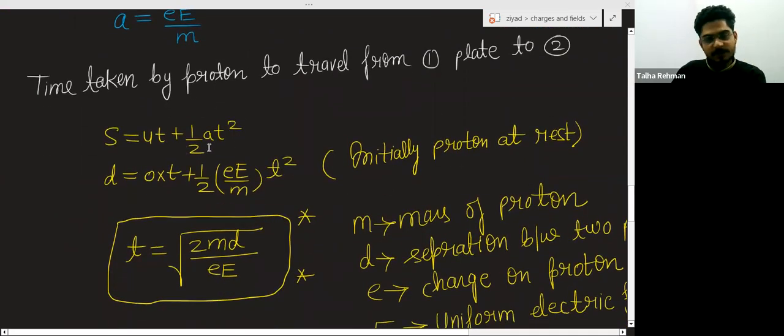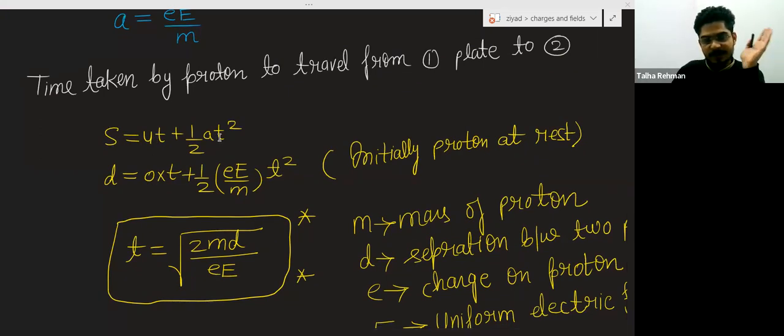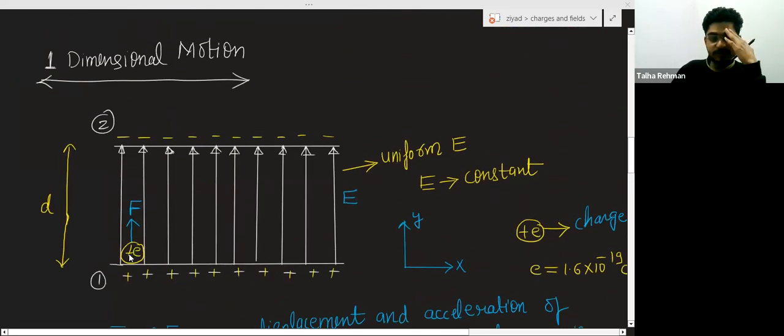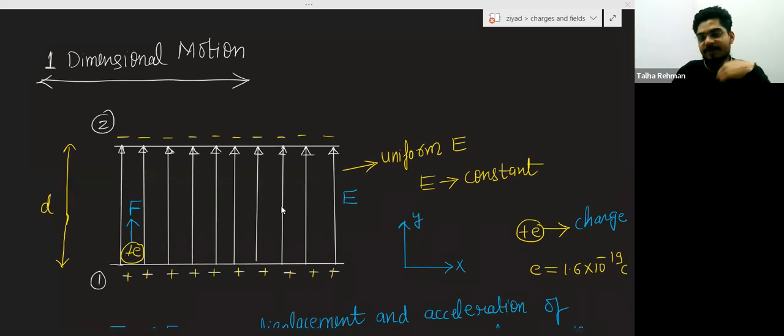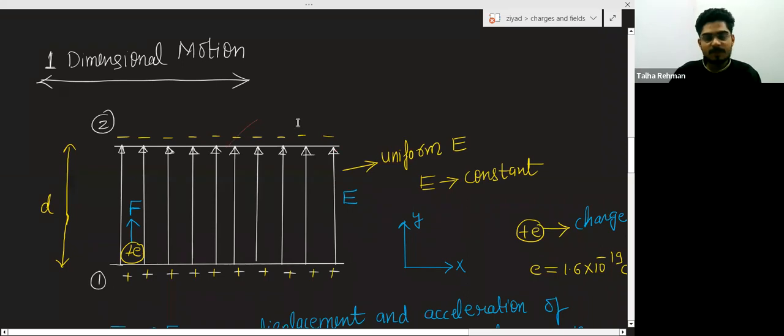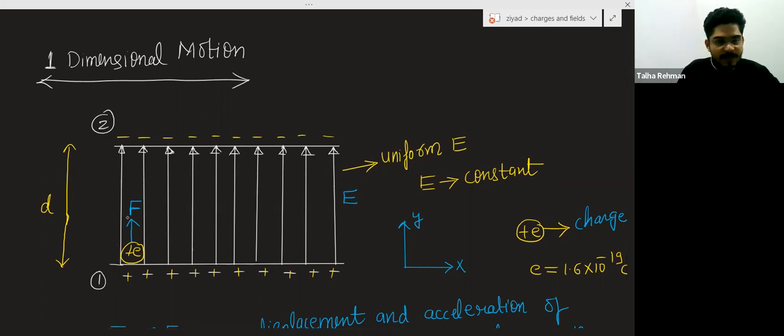So when you apply the second equation of motion, s is equal to ut plus half at square, the initial velocity is 0, so it is half, acceleration, t square. Actually, when the charged particle moves from here to here, the displacement will be different, but we are assuming that the charged particle is just moving like this. It is moving because the net force on this charged particle is in this direction. It will move straight in this direction. There is no other force on this charged particle, so it will move like this only.